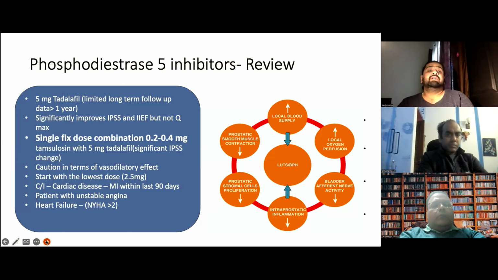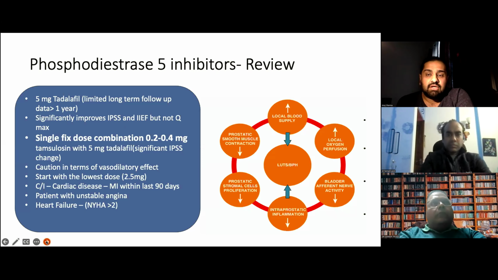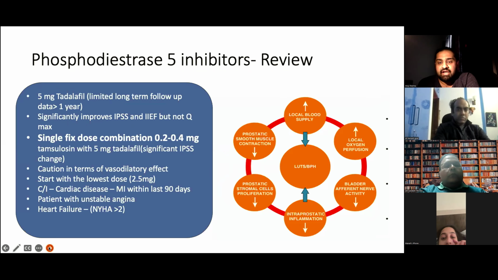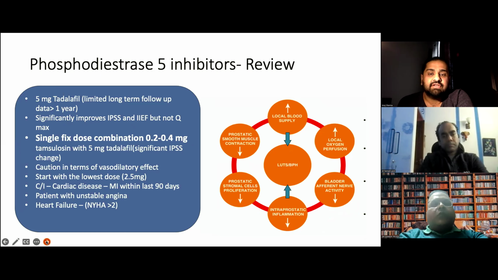Then coming on to the other drugs, the phosphodiesterase 5 inhibitors. So as we can see from the flow chart, again taken from Campbell, it acts through various mechanisms. It increases the local blood supply and local oxygen perfusion, it decreases the afferent nerve activity, intraprostatic inflammation is decreased, and prostatic stromal cell proliferation is decreased, and also smooth muscle contraction is inhibited. So it acts both, as I mentioned before, on the static as well as the dynamic components.